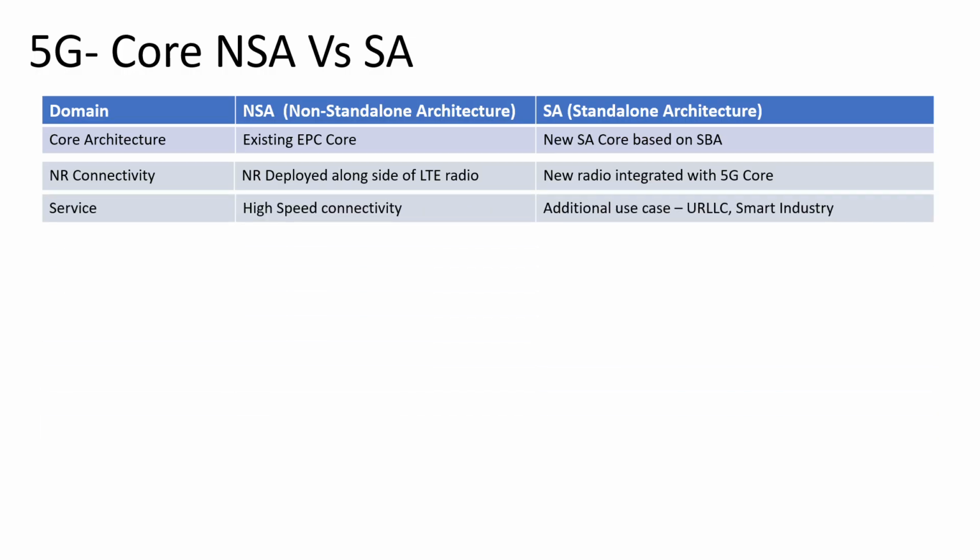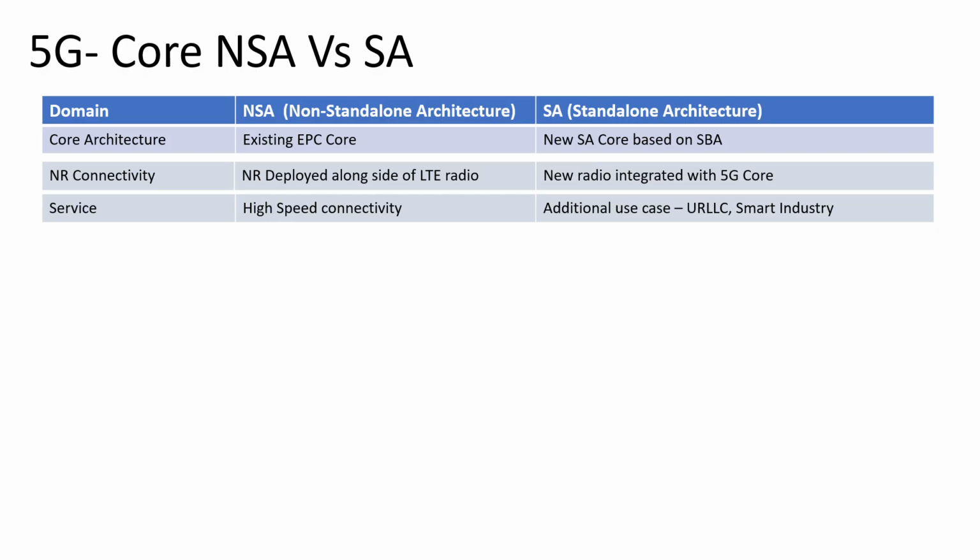Let's understand the service. So for example, if there is no change into the core network and operator launches the 5G services using the non-standalone architecture mode, then the service which can be offered is the high-speed connectivity, because your radio network is now 5G enabled, your spectrum is 5G enabled, so you can get the higher speed, your bandwidth will be high and you can get better speed, right?